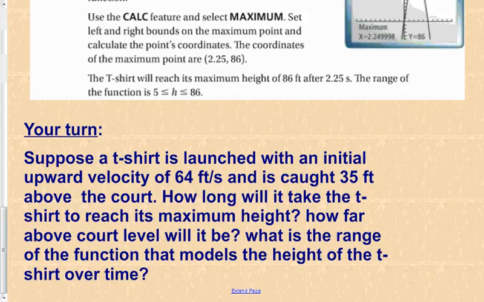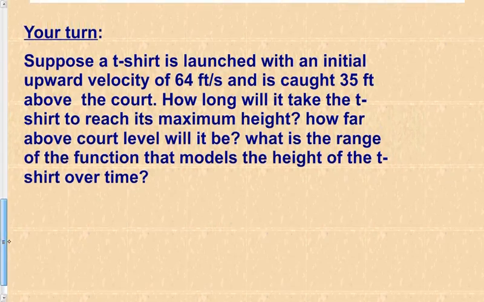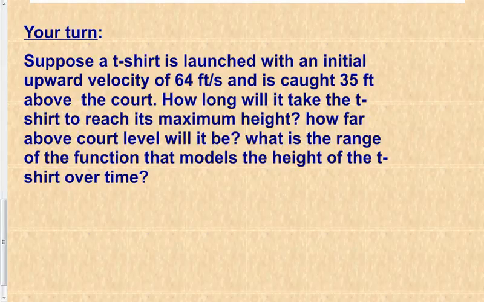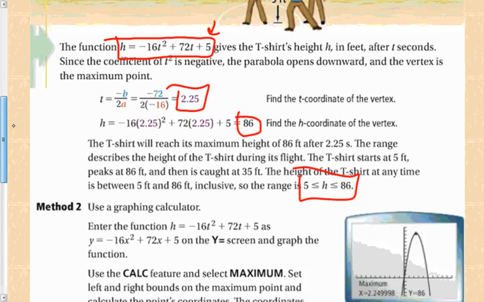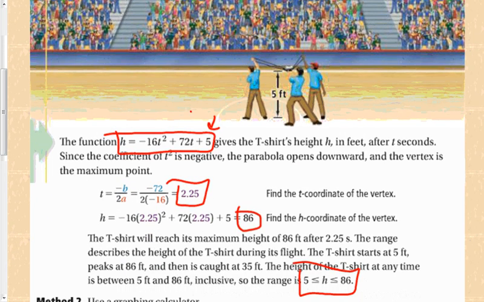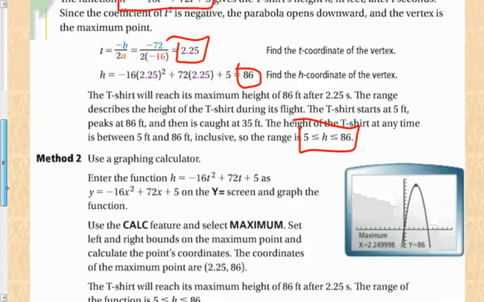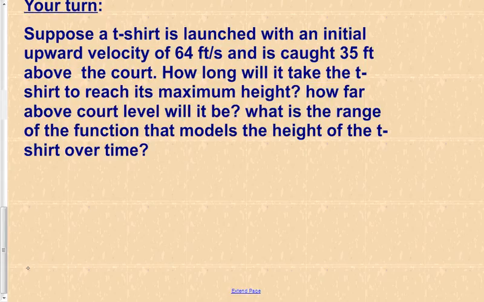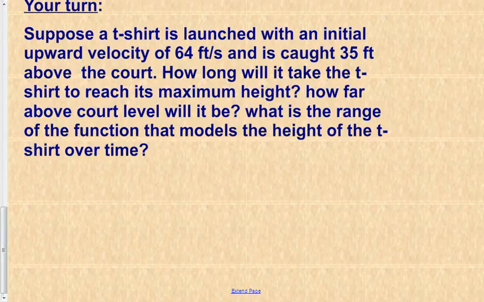So if you'd like to take a look at this one and try this one, I'll show the answer in just a second. It says, suppose a t-shirt is launched with an initial upward velocity of 64 feet per second and is caught at 35 feet above the court. And we're assuming it's starting at 5 feet again. But just remember, the last one was 72 feet per second, so that was this middle one. So we have to change the middle one. How long will it take the t-shirt to reach its maximum height, and how far above the court will that be? And then what's the range of the height? So how low does it go and how high does it go? So why don't you pause it, and I'll give you the answer in just a second.